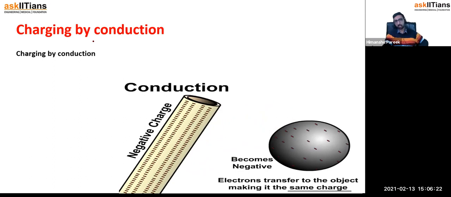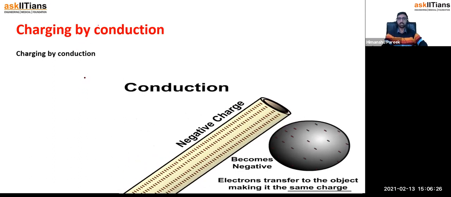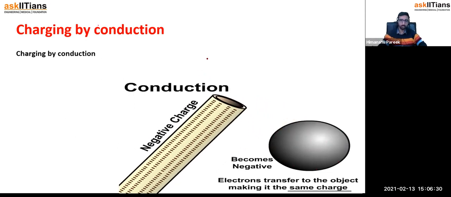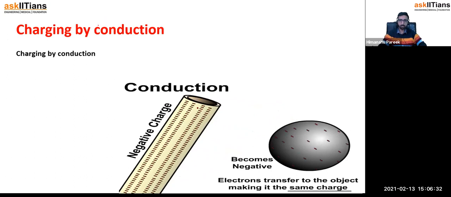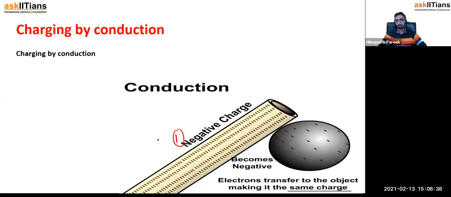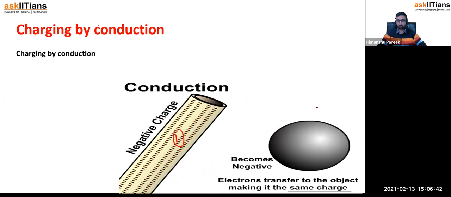So first of all, charging by conduction. Conduction means what? It will be sharing the charge with each other. So suppose what I do, I'm having a negatively charged stick here. So that's a negatively charged stick. All right. And this is a neutral body.